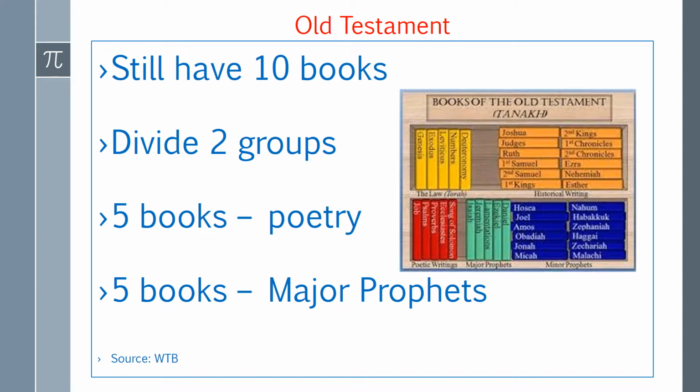I'm getting it now, Billy said. But there are still 10 books. Where are they? How do they fit into the Old Testament? Well, we can divide these 10 books into two groups. 5 books go to the poetry, and 5 books go to the major prophets. And let's talk about it bit by bit.